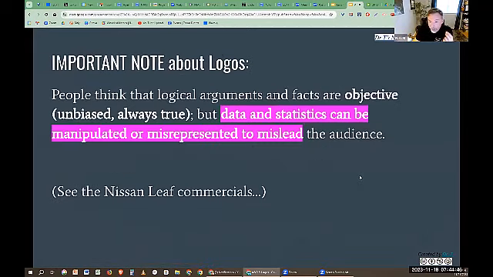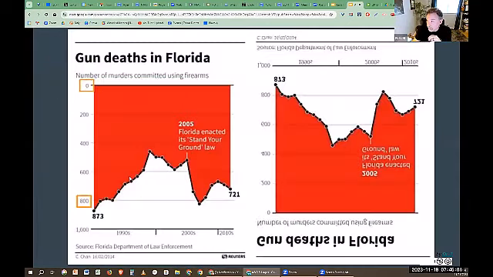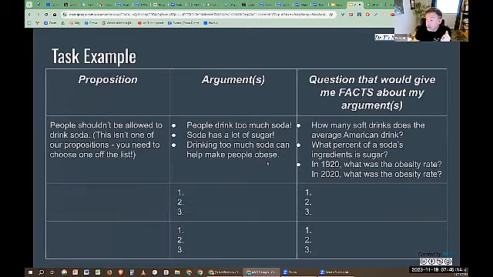So we can point out that sometimes people are going to give us what seem like logical arguments, and they may not stand up to careful observation. We also talk about how data and statistics can be manipulated or misrepresented. And so we talk about that graph that we looked at before. And then they've got their exit ticket where they're going to actually come up with some arguments that are going to help them do the debate that they're going to do later on. And this is what the document basically looks like.